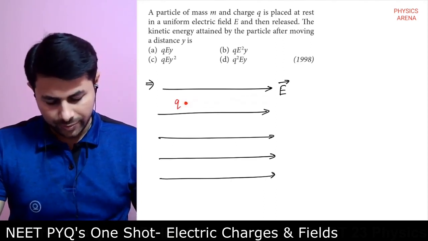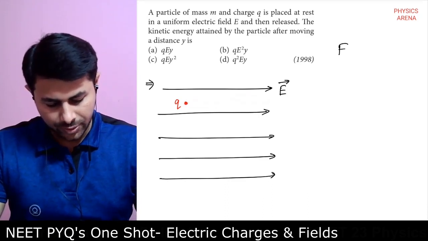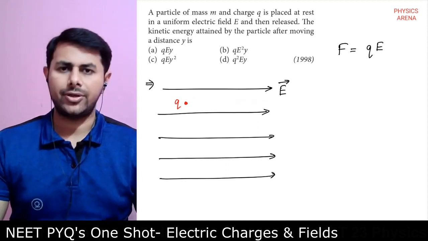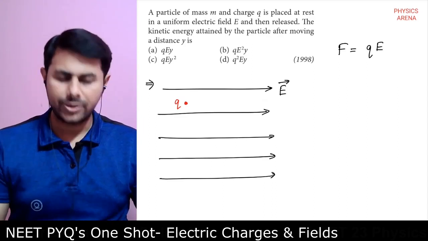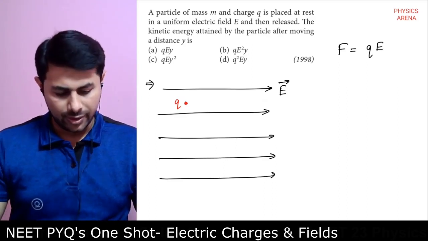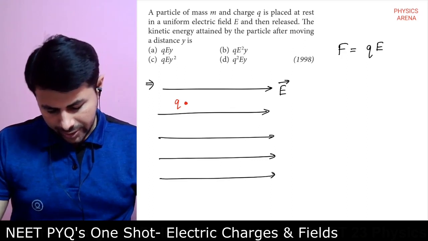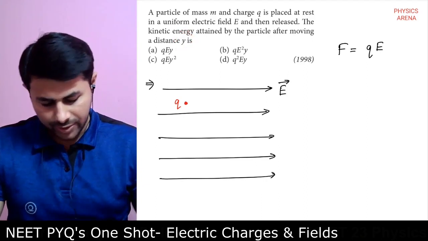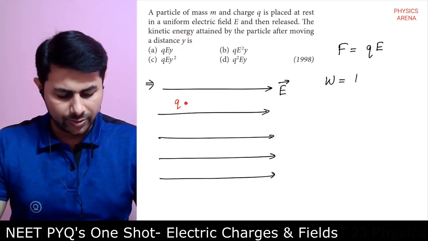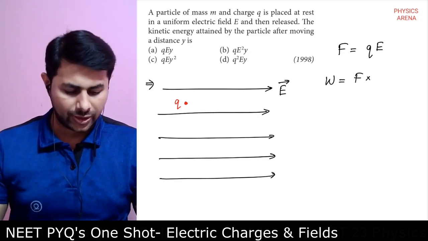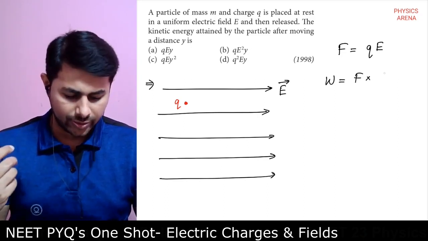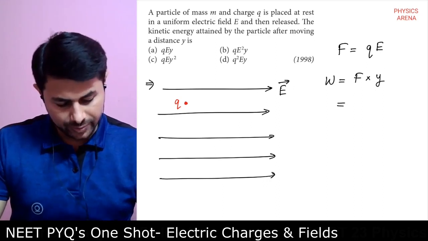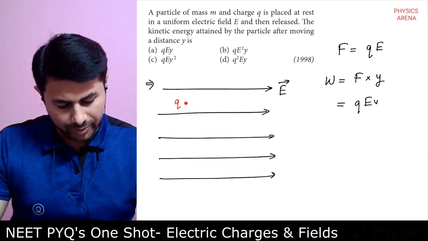So there is a force on this charge due to the electric field. Force is equal to Q into E, because E is equal to F upon Q. Now it moves through some distance y, so there is some work done. Work done is equal to force into displacement, because force is constant, as the electric field is uniform. So it is equal to F into y, that is Q into E multiplied by y.